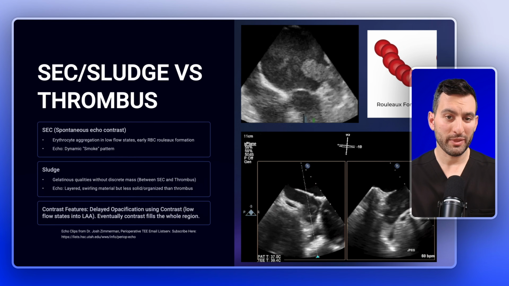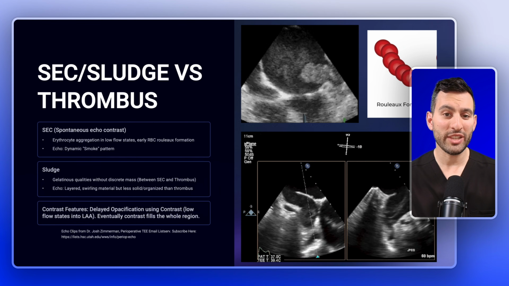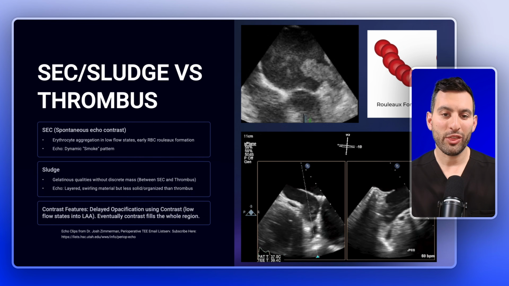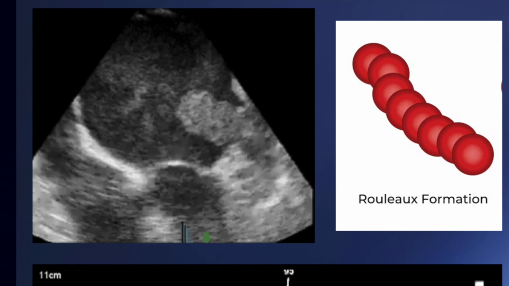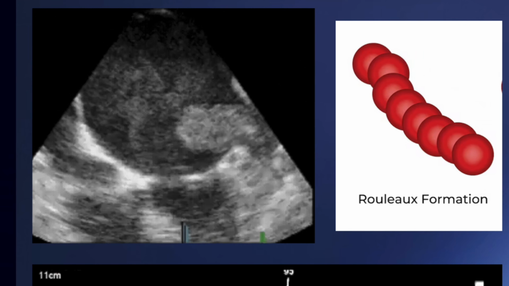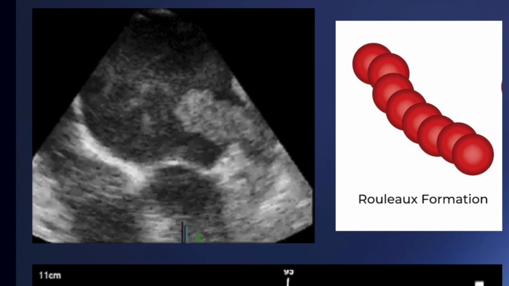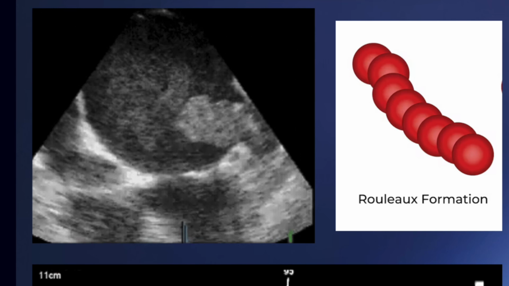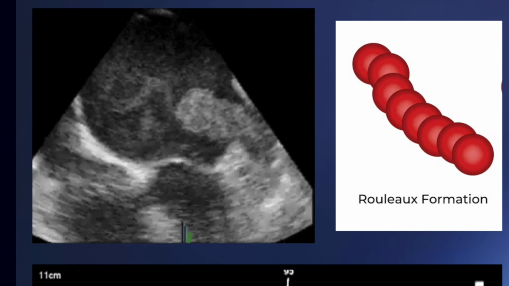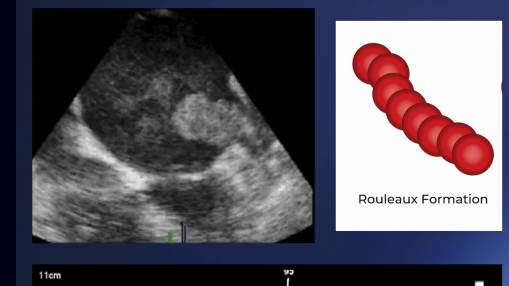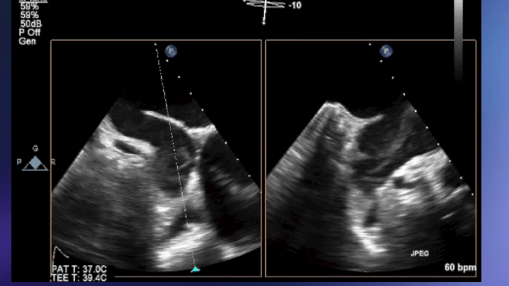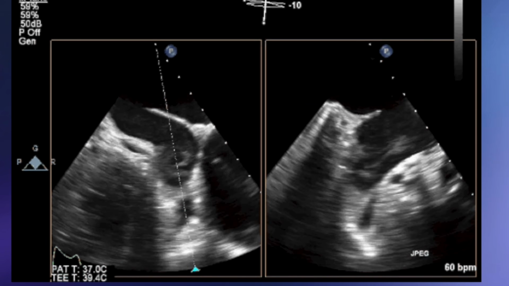Let's talk now about some of the similarities and differences of spontaneous echo contrast, sludge, and thrombus that can be present in the left atrium or the appendage. Spontaneous echo contrast is this dynamic smoke-like pattern, this swirling pattern that can be seen in the left atrium or the appendage. And it's when you have red blood cell aggregation in low flow states, this early rouleau formation that can occur. Sludge is when you have gelatinous qualities without a discrete mass.